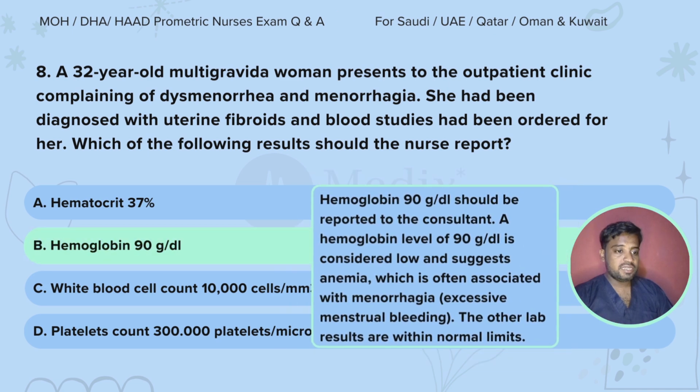The correct answer is B. Hemoglobin 90 gram per deciliter should be reported to the consultant. A hemoglobin level of 90 gram per deciliter is considered low and suggests anemia, which is often associated with menorrhagia, excessive menstrual bleeding. The other lab results are within the normal limits.